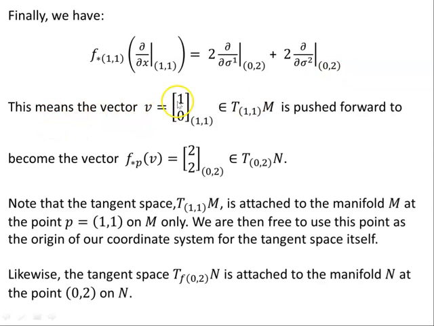So this means the vector v equals 1, 0, in component form at 1, 1, belongs to the tangent space to M at 1, 1.